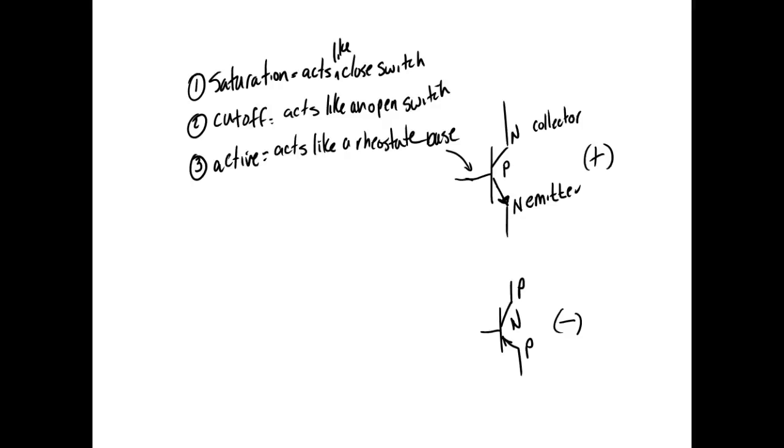So in digital, we switch it between saturation and cutoff. The digital is basically two states. All your computers and all this other kind of stuff that's digital, it's got thousands and thousands of transistors in there, but they're all either what? They're either saturated or they're cut off.